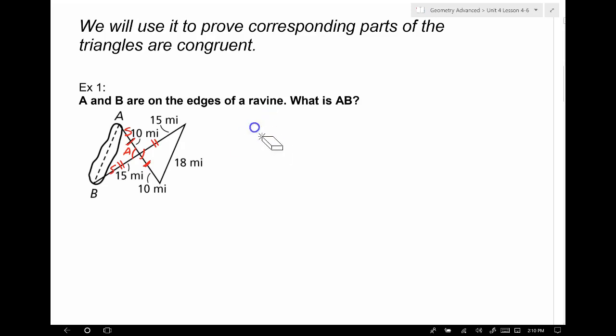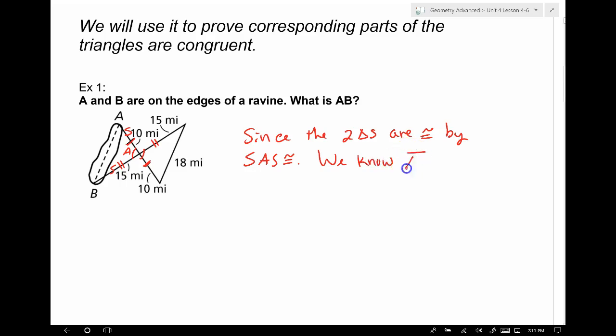So here's how we're going to do it. I'm going to write the y down. And you guys are going to want to do this just so it kind of clicks in your head. But if I don't ask why, you don't have to explain why otherwise. It's just so you have it. So since the two triangles are congruent by side angle side congruence, we know segment AB and the other corresponding side are congruent by what?